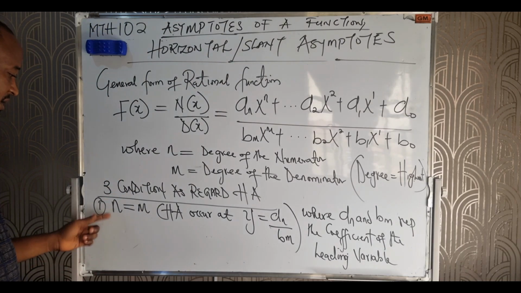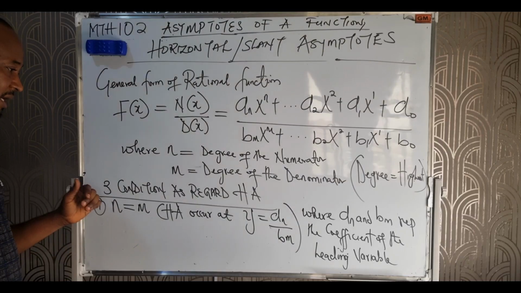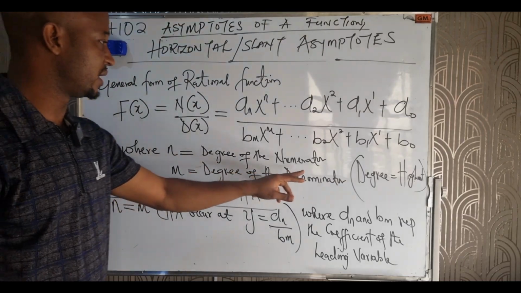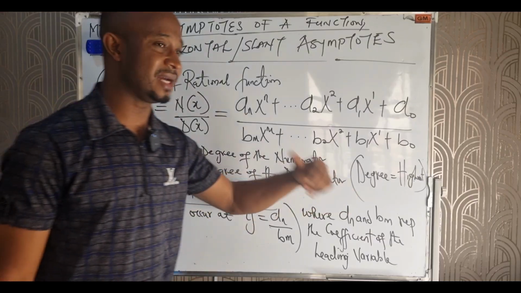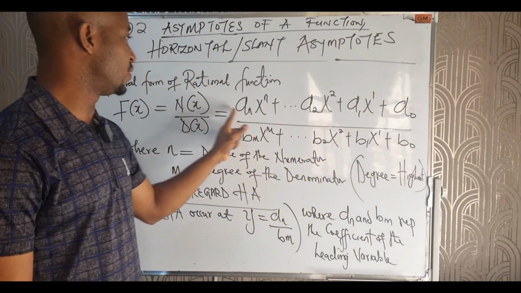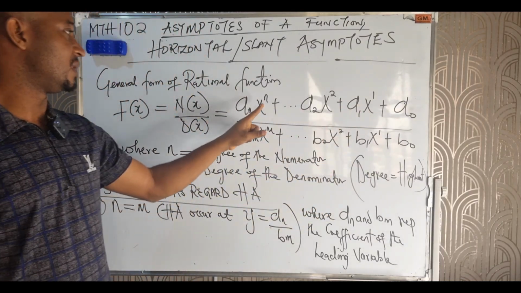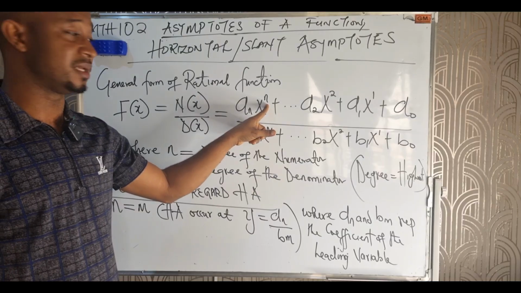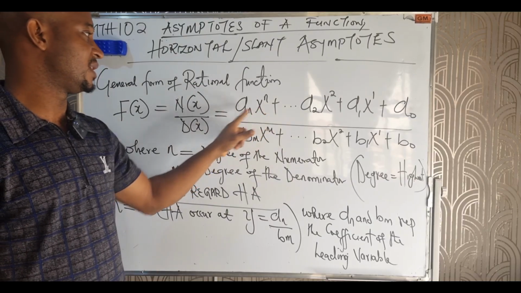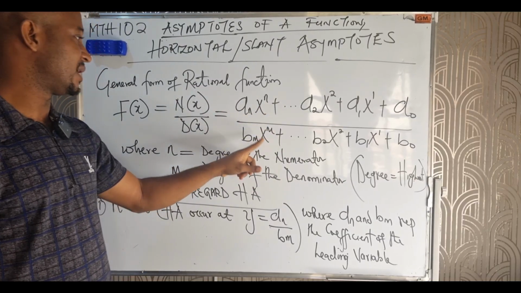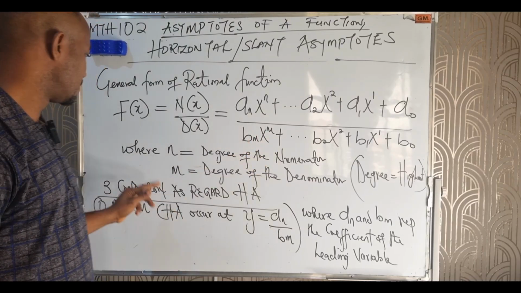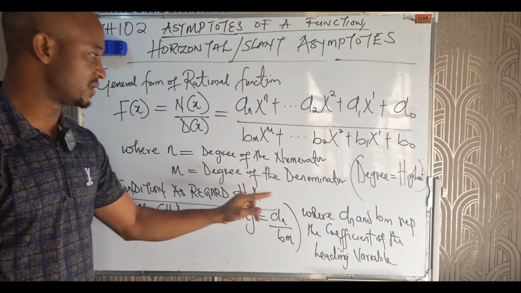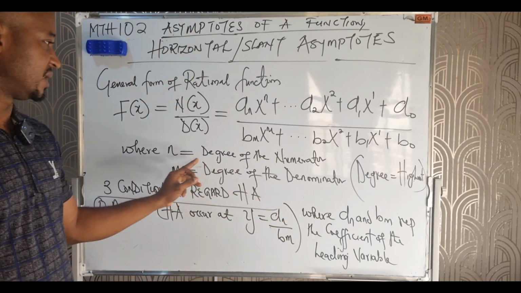m represents the degree of the denominator. Degree means the highest power. So for this polynomial in the numerator, the highest power is n. So the coefficient of the highest power here is a_n, while that of the denominator, the coefficient of the highest power is b_m. So m represents the degree of the denominator, n represents the degree of the numerator.